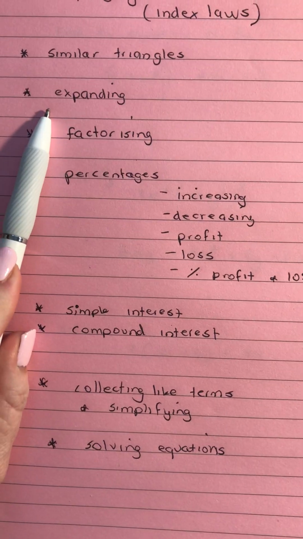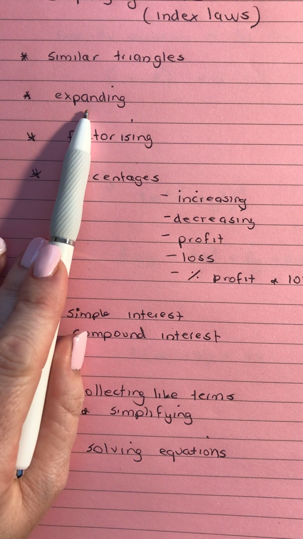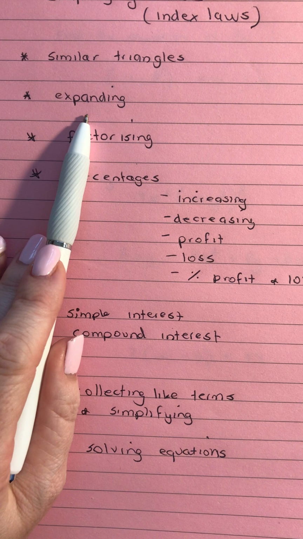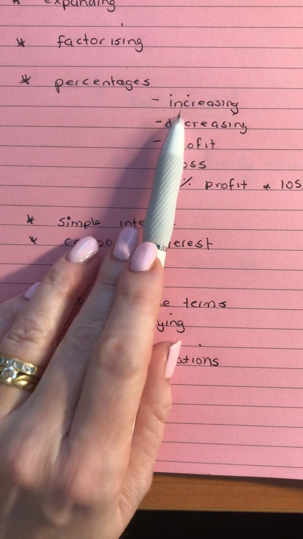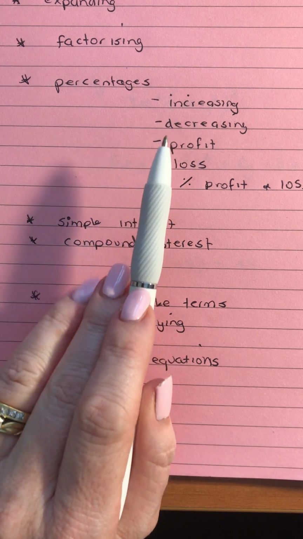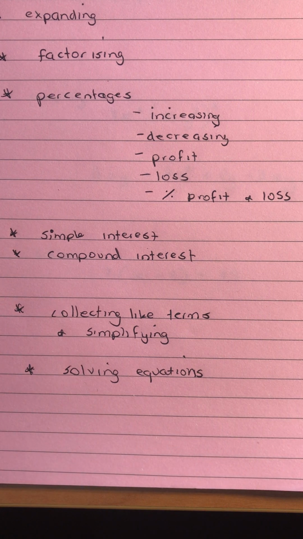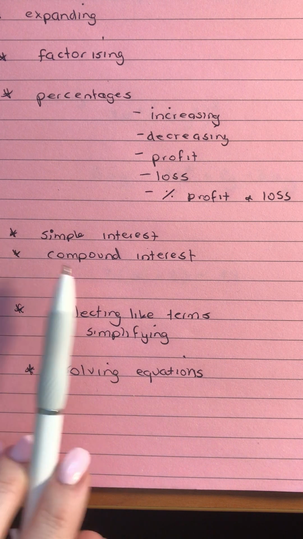We need to be able to expand brackets. We also need to be able to factorise. With our expanding, we need to be able to do one set of brackets, two sets of brackets, and the patterns like difference of two squares and perfect squares. For percentages, we need to be able to increase by a percentage, decrease by a percentage, work out profit, loss, and percentage profit and loss. And when we were doing our percentages, we touched on a bit of income and looking at tax, so basically an application of our percentage work.